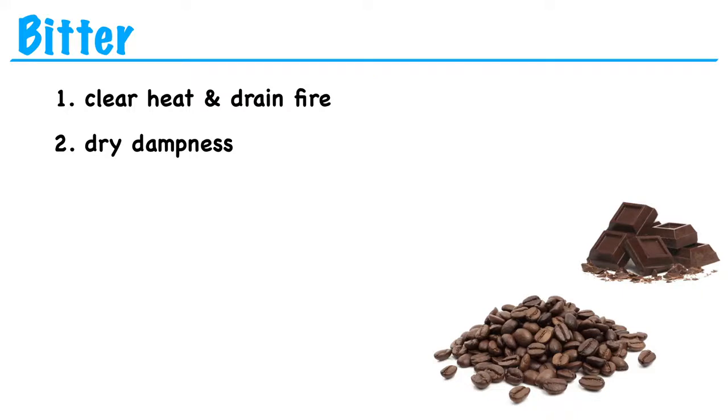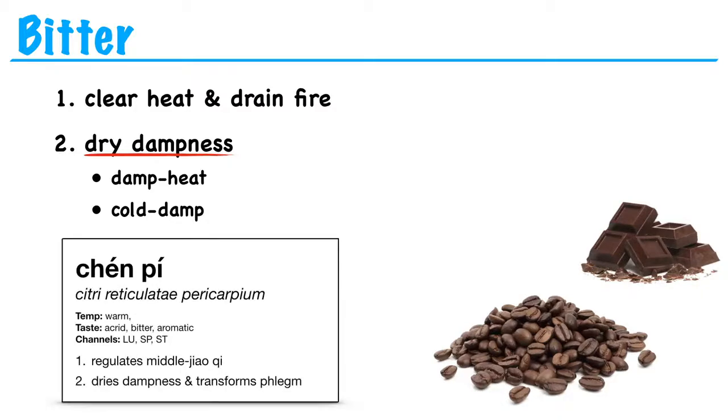Besides that, the bitter flavor also dries dampness. So we can combine this function with the first one and say that bitter herbs are good for damp heat. But we also have bitter herbs that treat cold damp as well. So don't get confused. Just because we say that one function of bitter herbs is that they clear heat and drain fire, that doesn't mean that all bitter herbs are cold in temperature. We do have herbs that are bitter in flavor and warm in temperature, and that just means they're using the second function of the bitter flavor, which is drying dampness.